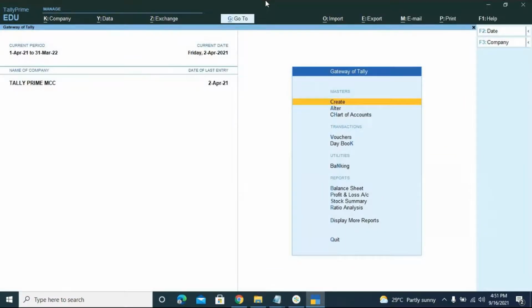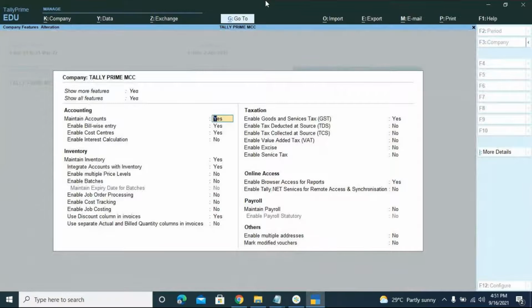So we have covered the vertical button bar and the horizontal button bar, where we have the configuration details and company features details. Now if I want to view the company features instantly, I will press F11. F11 will give me the complete company features. We have the accounting features, the inventory features, statutory and taxation, payroll, others. All these features can be activated.